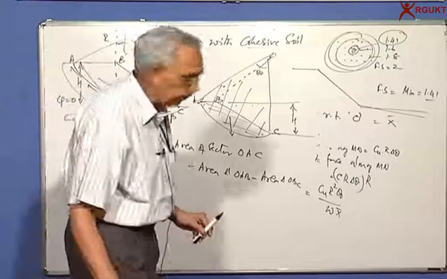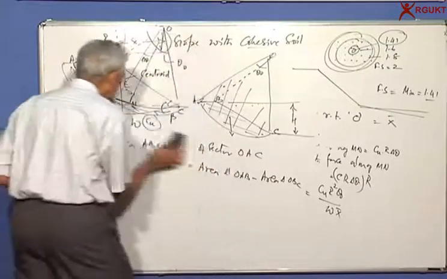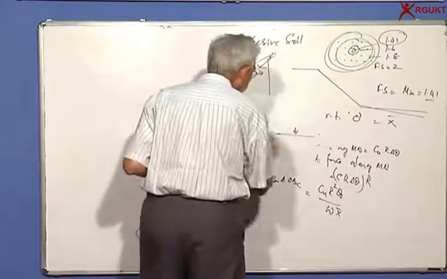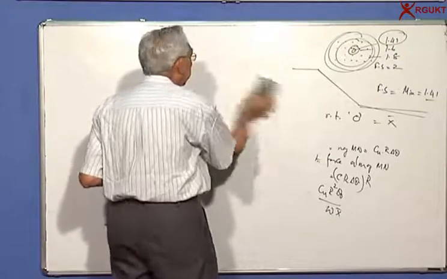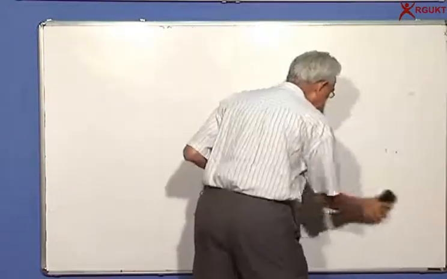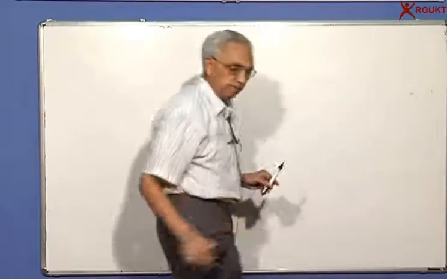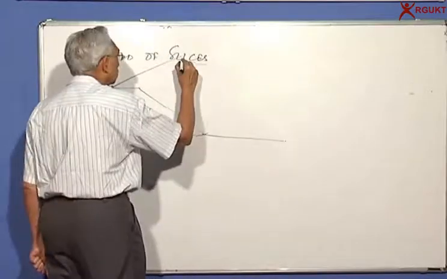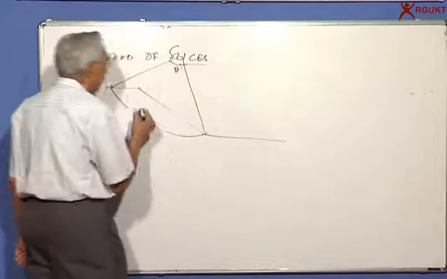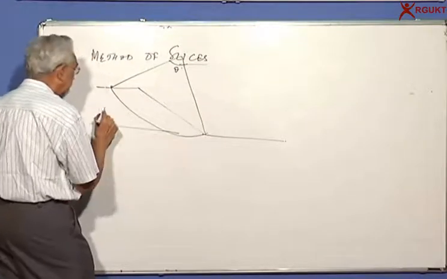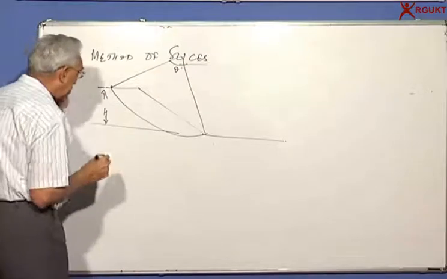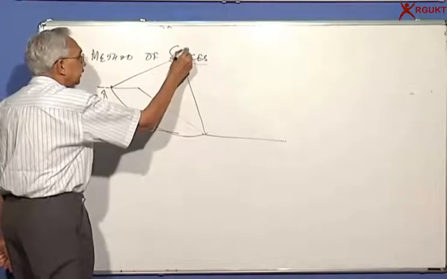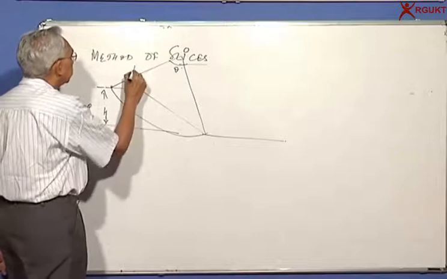Of late, a simpler version of the same was found, called the method of slices, which was given way back in the 1920s, and now we have refined the same, given by a Swedish geotechnical engineer called Fellenius. We go through exactly the same. This is theta naught. The height of the slope is equal to h. The soil properties are gamma, c, and phi. This is the trial arc. The center is here, and the radius is r.